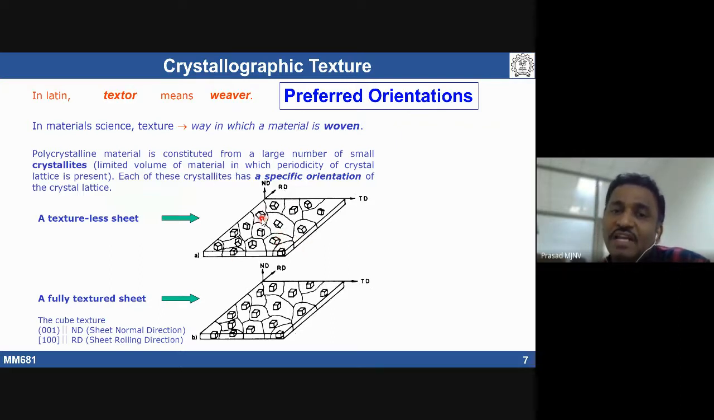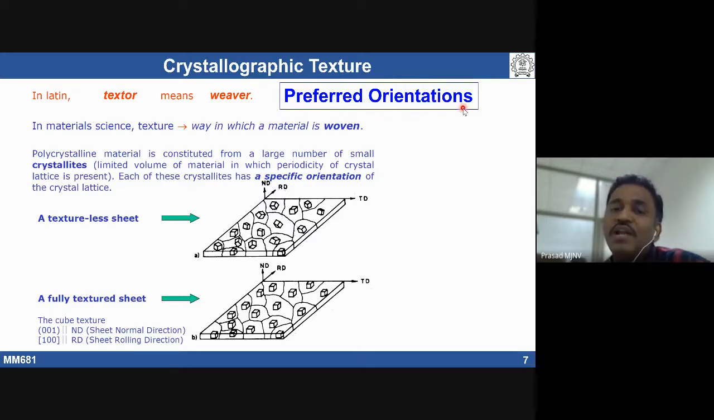If you take a sheet, assume that it's a cubic material, it can be BCC, FCC, or some simple cubic kind of thing. Each grain on the surface will have a particular orientation. If each grain is randomly oriented, it's called a textureless material, also called a randomly oriented material. In a textured material, there will be some preferred orientations.